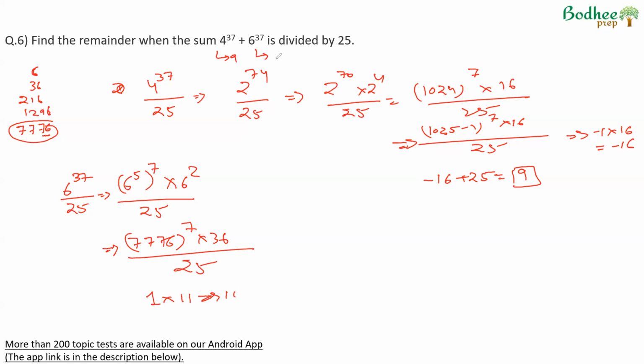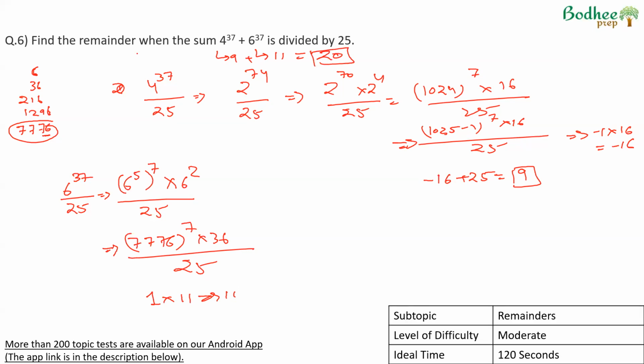From the first term we get a remainder of 9, from the second a remainder of 11. So the total remainder answer will be 20. Again, a moderate level of difficulty question. There are two individual steps, both should take about 1.5 minutes. Overall attempt time would be around 2 to 2.5 minutes.